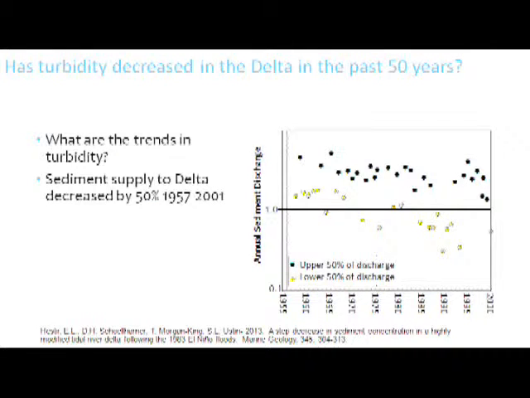There has been a decrease in turbidity in the last 50 years. This is data from Dave Schulhammer and Tara Morgan King. And we looked at where it's mostly in the areas where there's lower discharge. There's more of a decline.